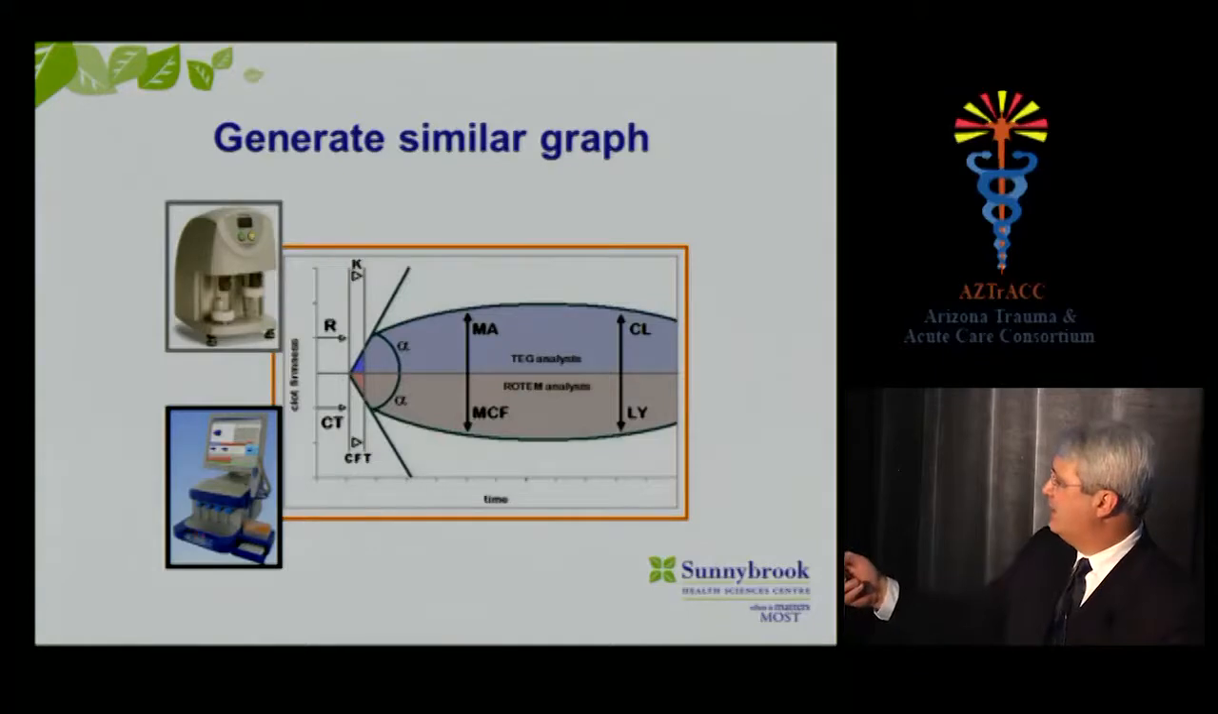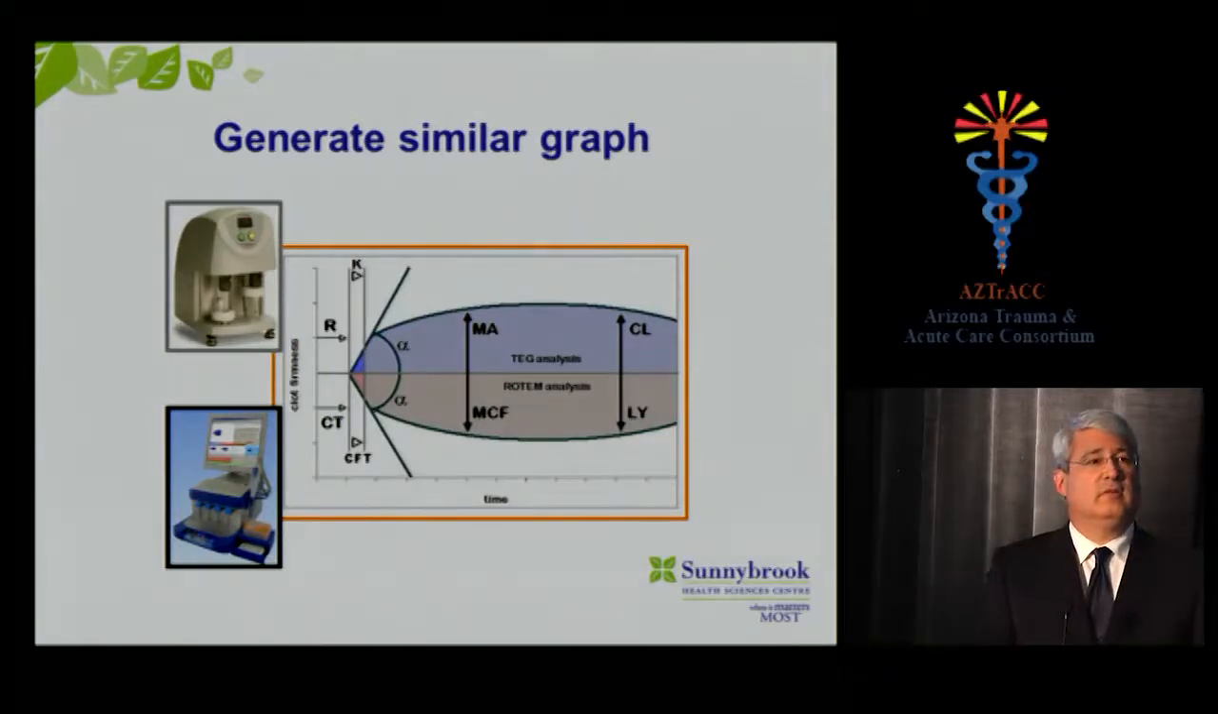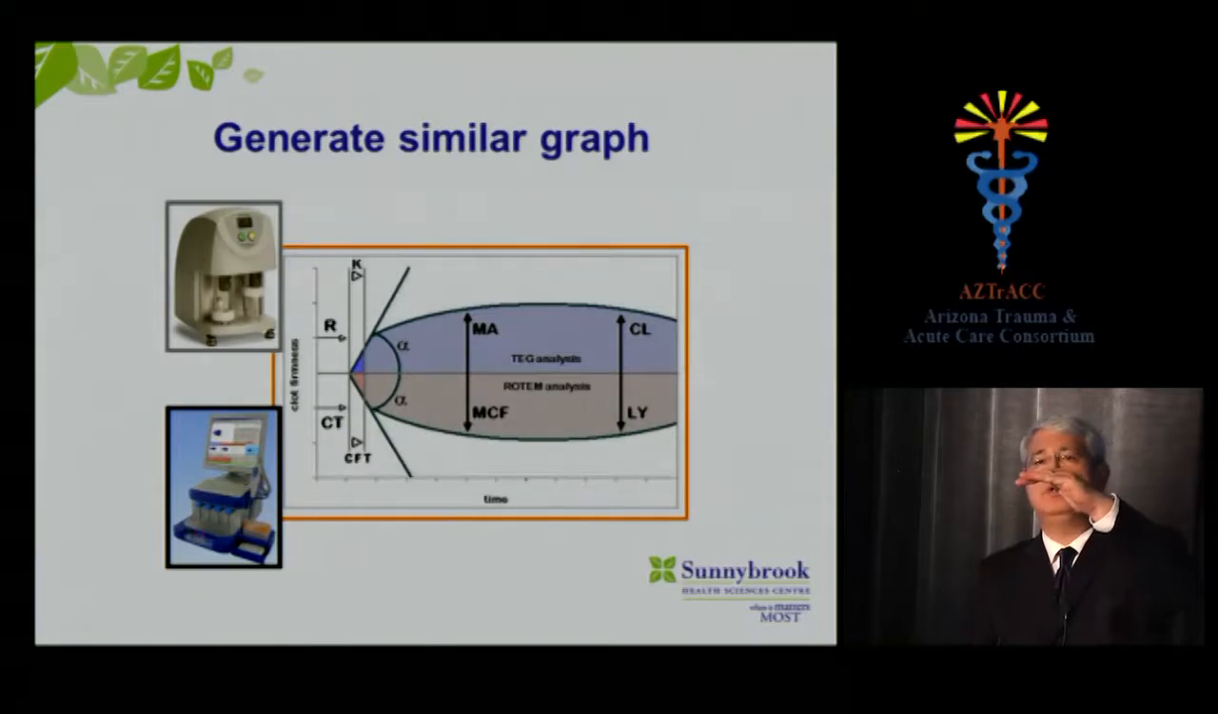And actually, here I had someone at Sunnybrook put both graphs together. The top one is TEG, the lower one is ROTEM, and you can see the two graphs are very, very similar. On TEG, the time when the blood is liquid to start with, that straight line, is called R; on ROTEM it is called CT. On TEG, the maximum amplitude, how strong the clot is, is called MA; in ROTEM it is called MCF. But all they do is measure the amplitude of the clot, how strong, how good this clot is. You see, they're very similar.